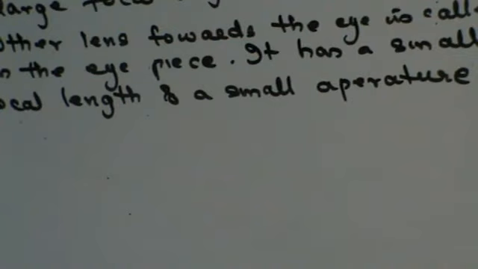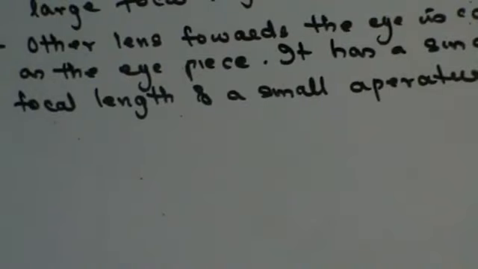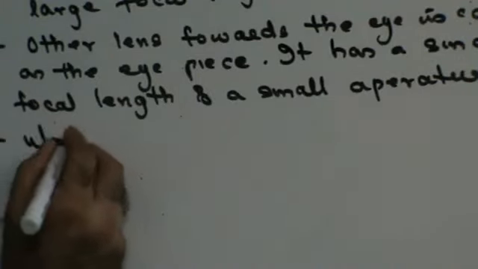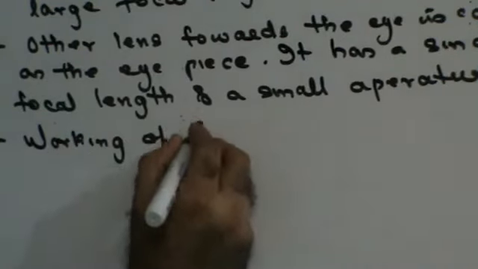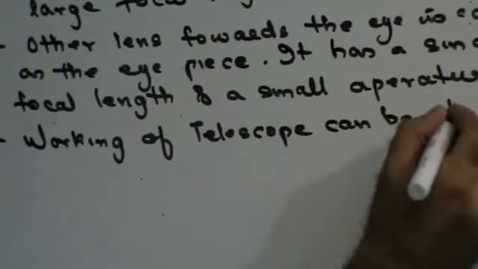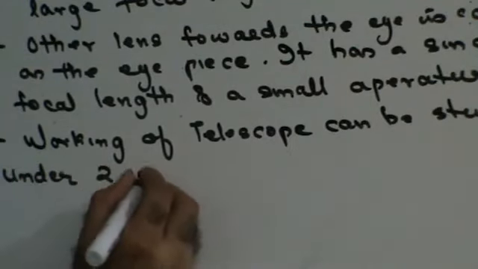Next, let's see. The working of the telescope can be studied under the following two cases. One, when the final image is formed at infinity. This case is called as the normal adjustment, and the other when the final image is formed at distance of distinct vision. Fine, do we get this thing clear? I can say that the working of telescope can be studied under two conditions.